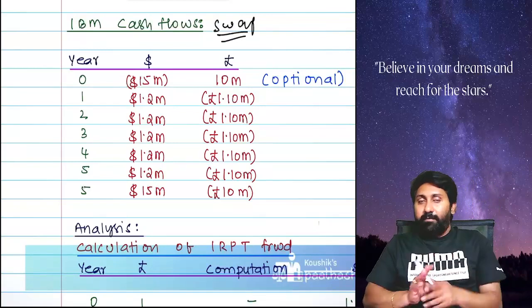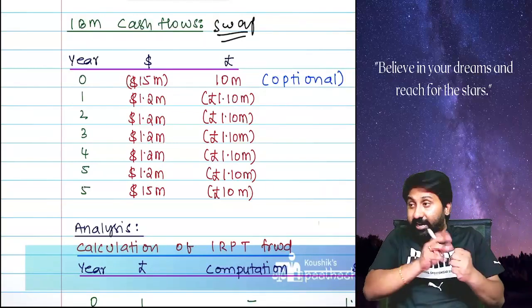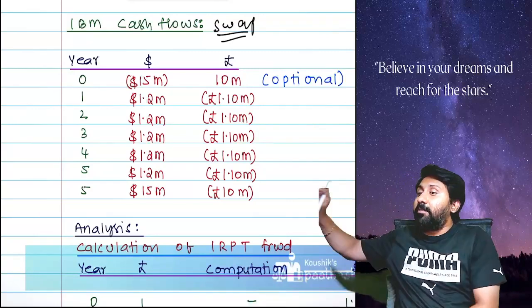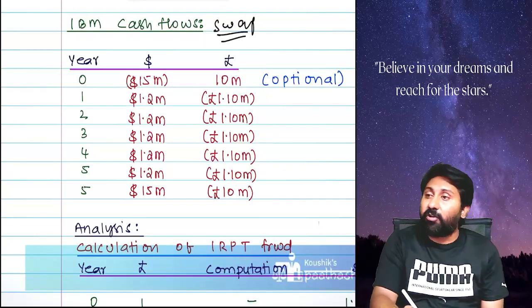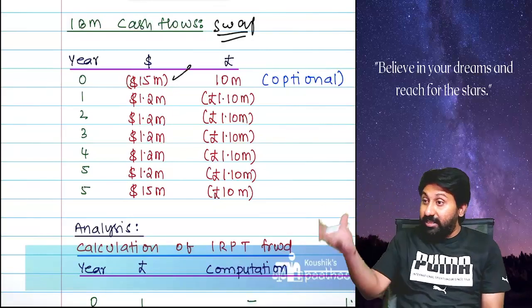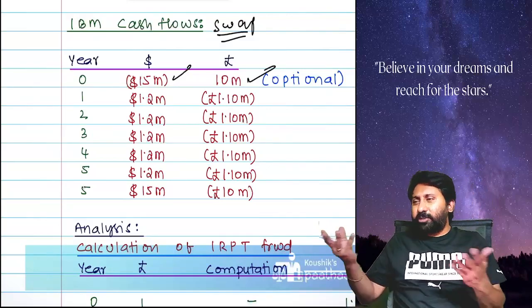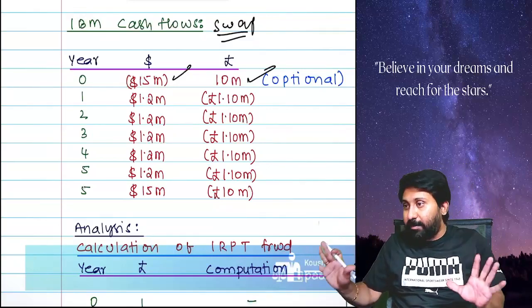Okay, swap. IBM borrowed in dollars and immediately transferred this 15 million to HP. That means there is an outflow of cash. And moreover, it borrowed in pounds, so there is an inflow. How much inflow? 10 million. This is optional here. You need not really exchange this part of the principal.